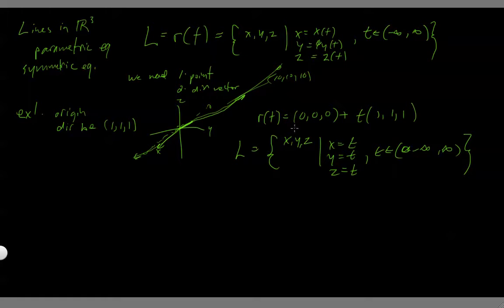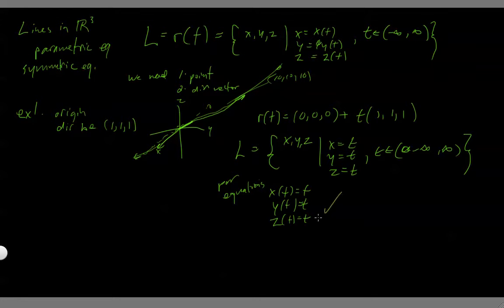Okay, so if somebody said to you, write the parametric equations for this line, what they would want is to see this bit here. And that pretty much says it. You just write that x of t equals t, y of t equals t, z of t equals t. And you'd be done. These are the parametric equations.